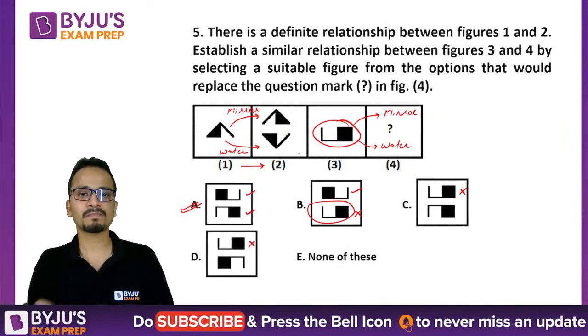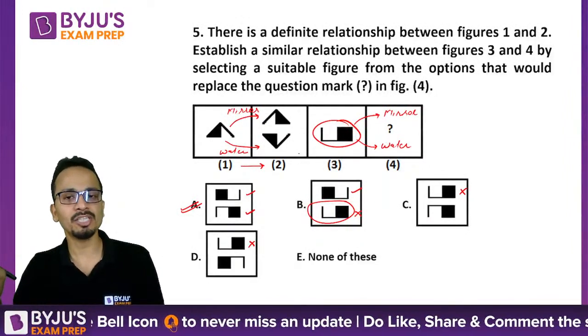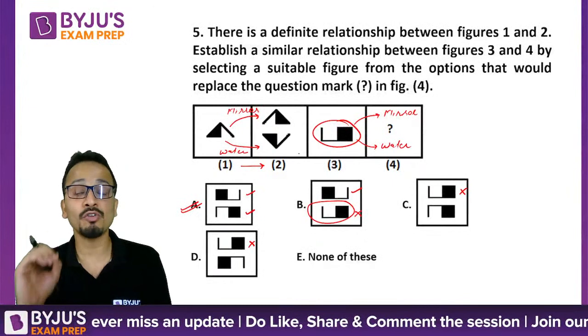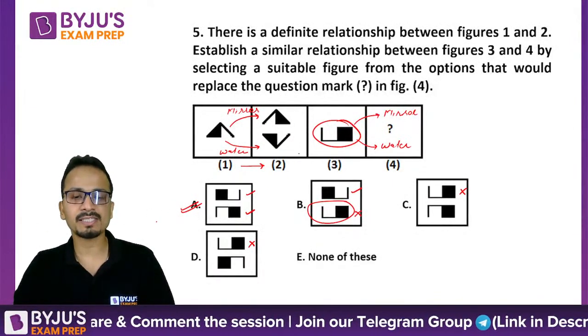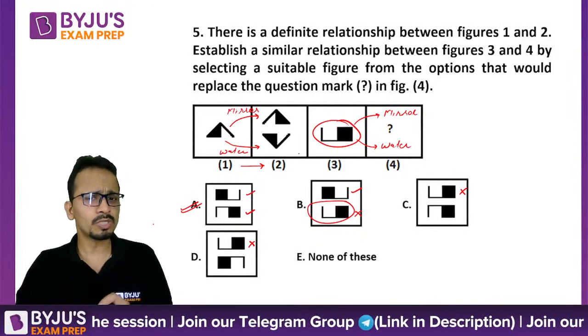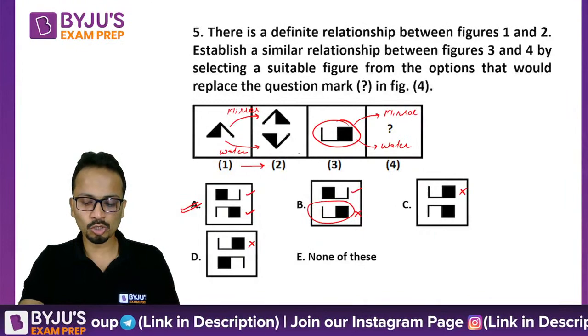Am I clear? So ऊपर वाला जो image है, that is the mirror image, and नीचे वाला image is the water image. Okay, and option A is satisfying this criteria. So the correct answer will be option A. Okay, let's move on to question number 6.